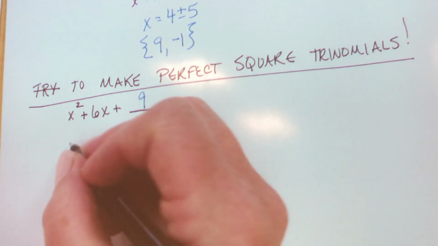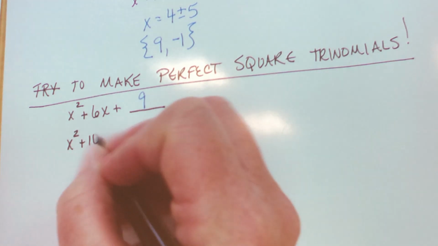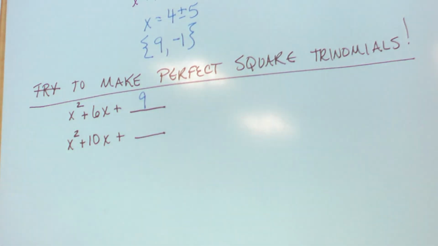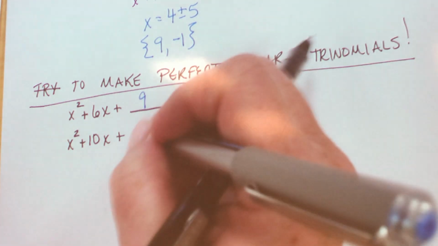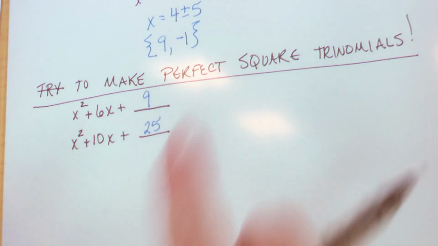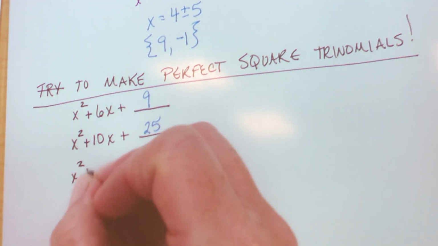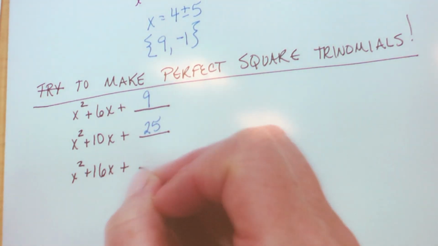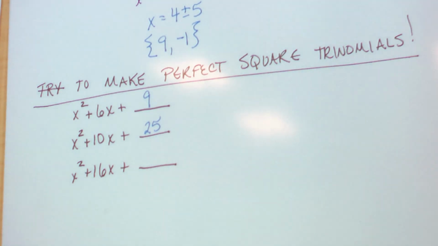All right, here's the next one. X squared plus 10x plus, don't say it out loud, x squared plus 10x plus what? 25. Very good. Yes, sir. 25. How are they using this number to make this number? Don't tell yet. X squared plus 16x plus blank. Don't say it. Okay, what'd you get? 64.